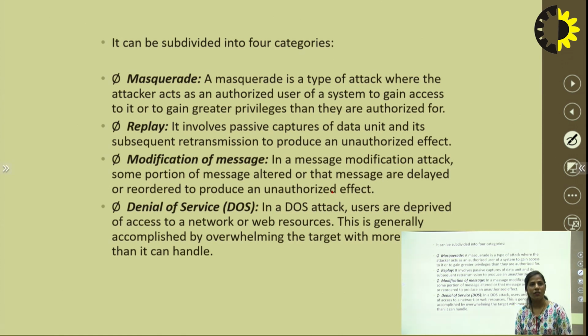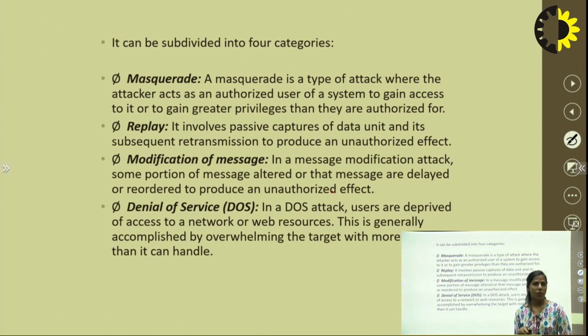Next one is denial of service. In a DoS attack, what is there? Someone tries to access the network or the web resources without the accessibility permission. An unauthorized person is trying to access that particular information or overwhelming the particular target. He or she doesn't have the access control, but still tries to access that particular network or the resources.